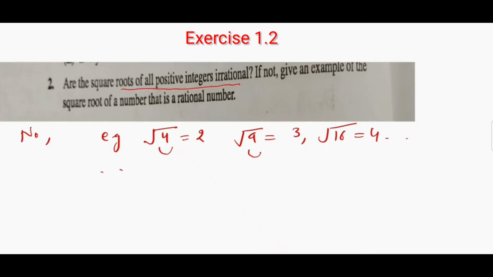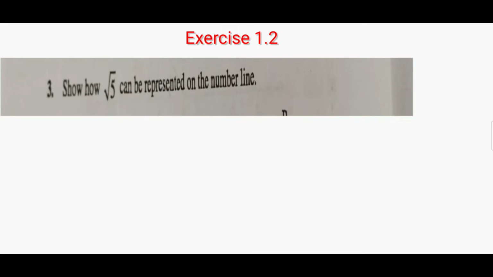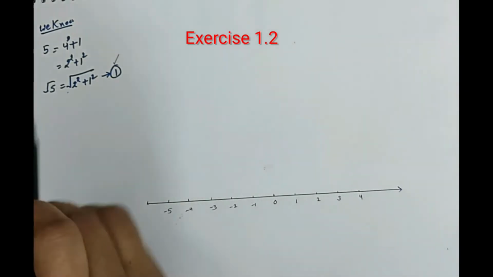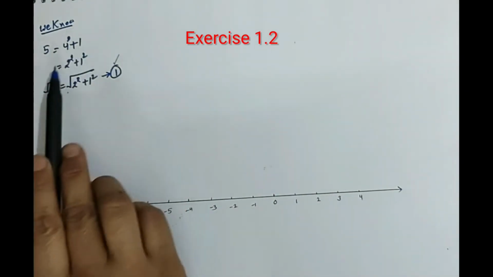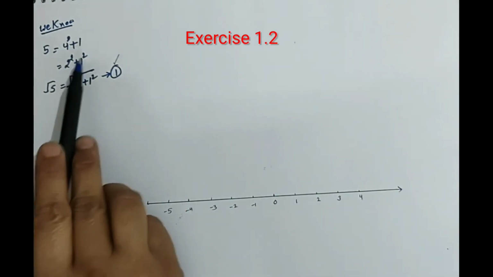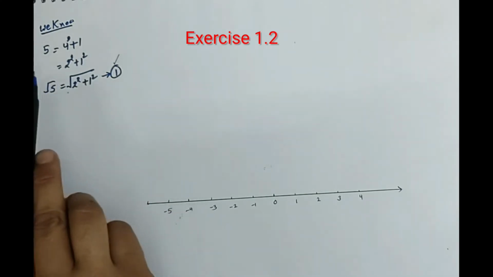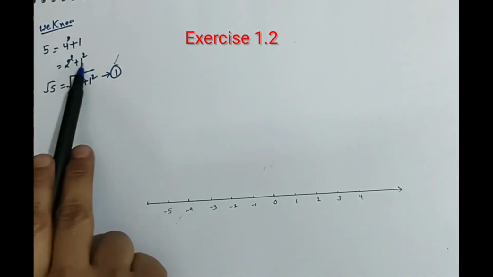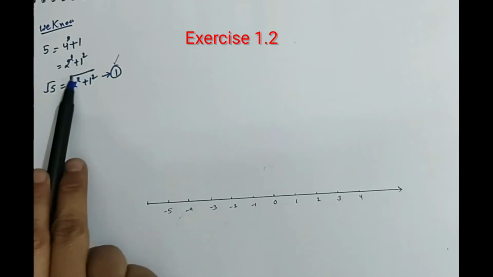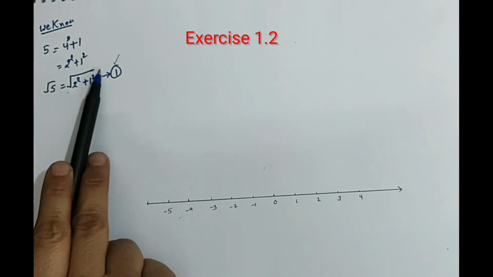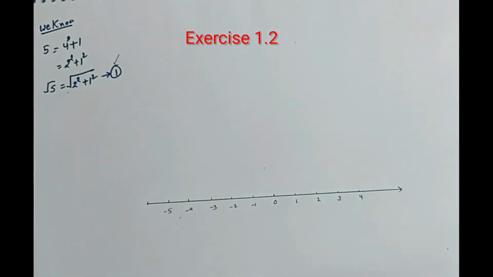Now let's do third question. Third question here is, show square root of 5 on number line. Let's do some construction here in next page. Note that we can write 5 as 4 plus 1, and 4 as 2 square, and 1 as 1 square. If we take square root both sides, we'll get square root of 5 is equal to square root of 2 square plus 1 square. This equation I'll take as 1.